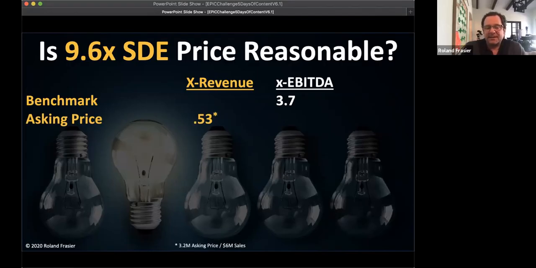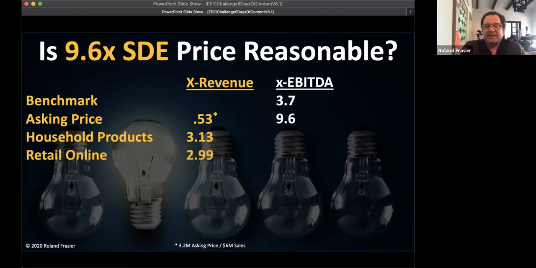And you can see down here in the little flashing area, I have told you how I calculated that: the 3.2 million asking price divided by the 6 million in sales. So in terms of a multiple of revenue, they're asking 0.53. In terms of a multiple of EBITDA, they're asking 9.6. Then we take the things that we found to compare. We said the household products multiple on revenue was 3.13, retail online was 2.99, and retail specialty was 0.99.